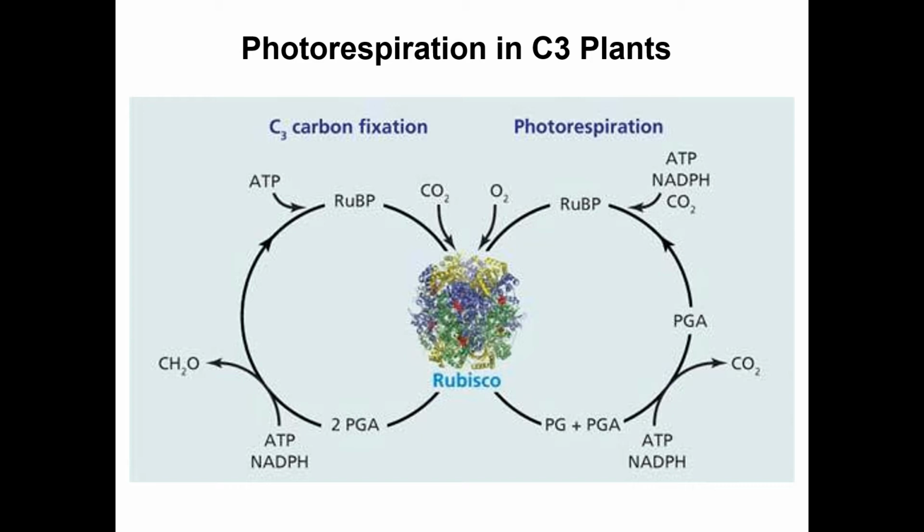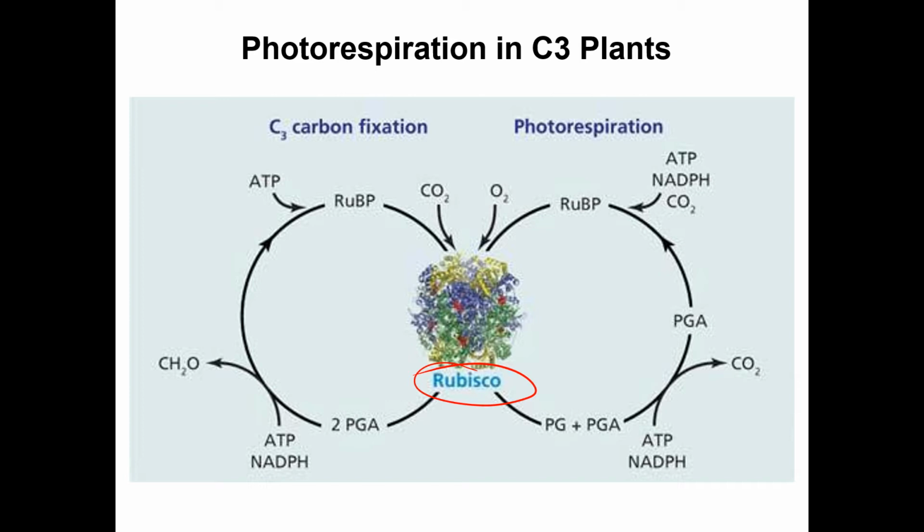Now, normally, your C3 plants carry out the Calvin cycle. They'll take in CO2. The CO2 is combined with RuBP to generate PGA. The enzyme involved in this fixing of CO2 to RuBP is called rubisco. Now, rubisco will function in the absence and the presence of oxygen.